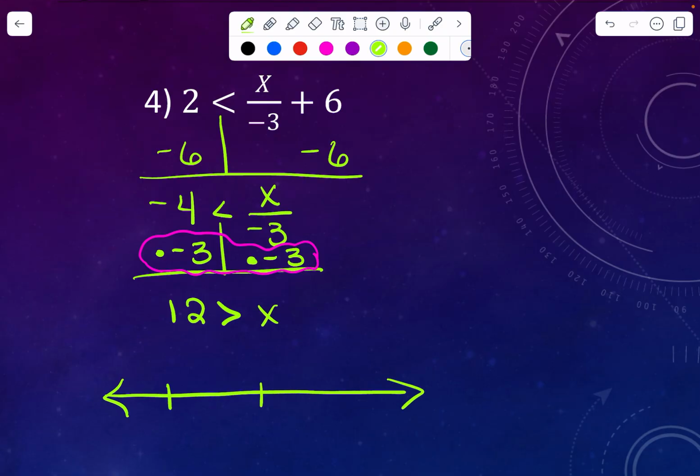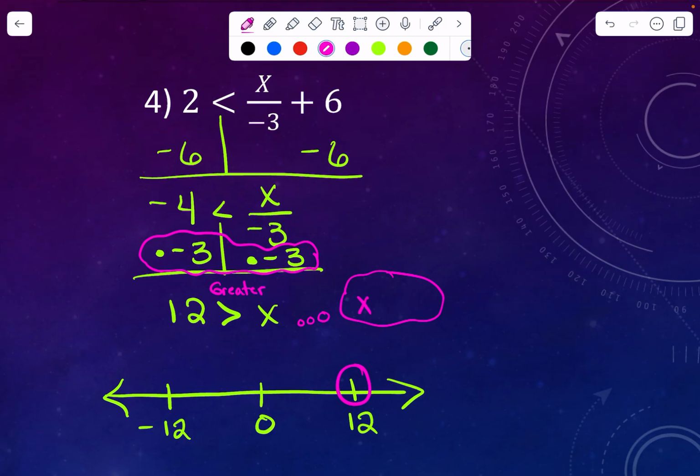Then I come down here to graph. So I have negative 12, 0, and 12. I look at this and I say, okay, at 12, I'm an open circle. And then it says 12 is greater than x. So here's my thought bubble here. If 12 is greater than x, then x must be less than 12. So we would end up shading to the left.